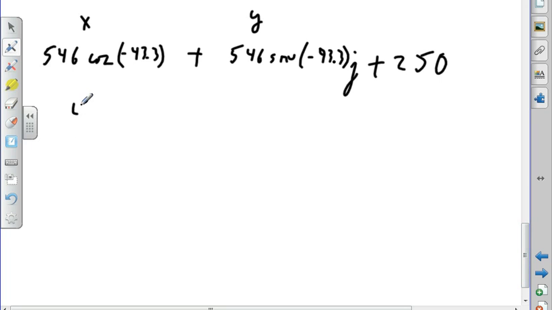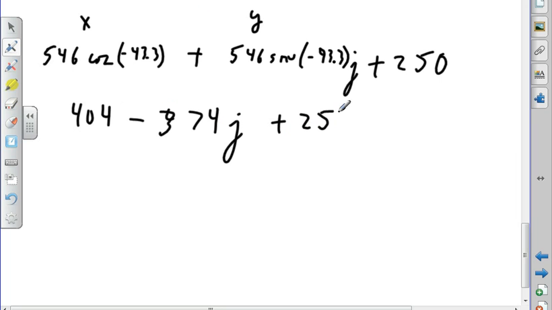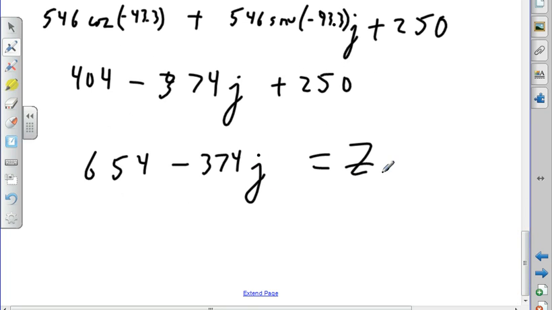So I've got 404 plus 546 times sine 43.3, and this is going to be a minus sign, minus 374j plus 250. Okay, so I got 654 minus 374j. Okay, then this is my impedance, so I'm almost done.